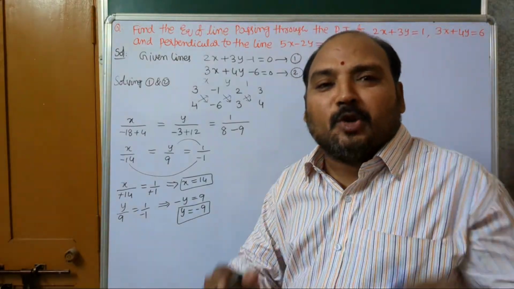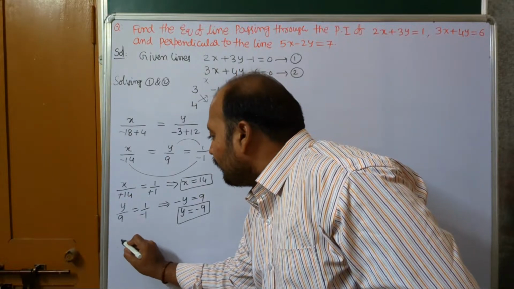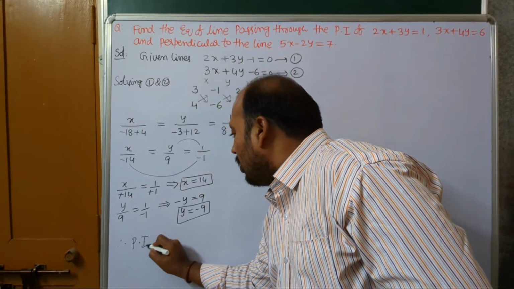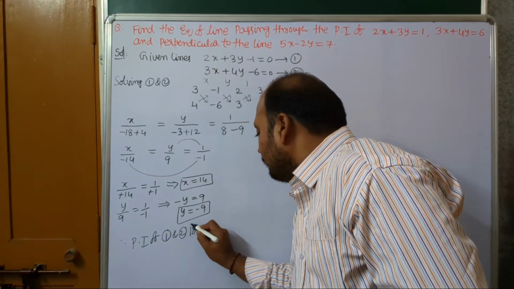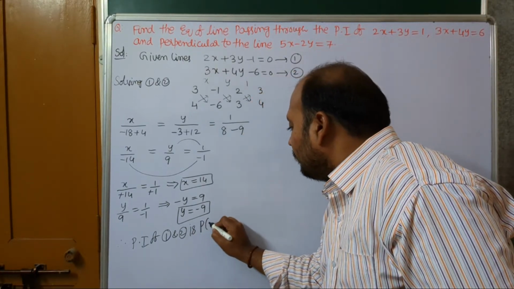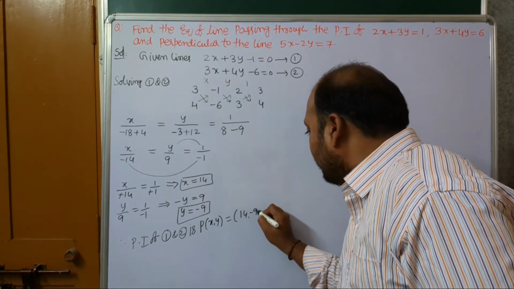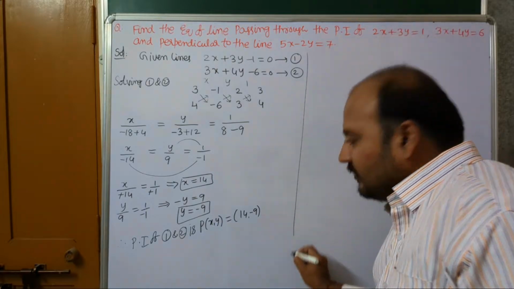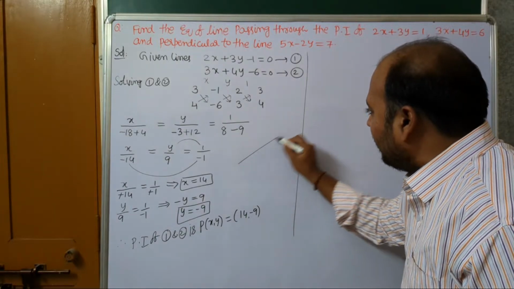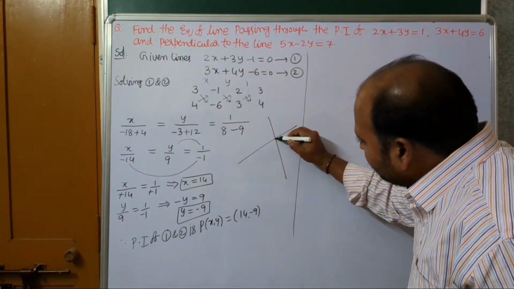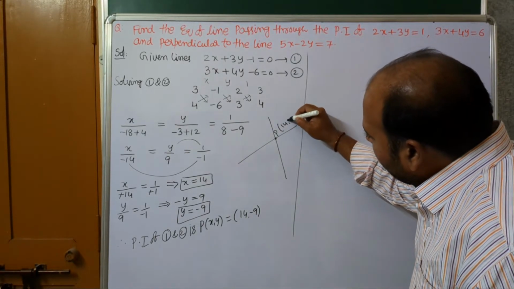After that, whether you continue or not, for finding the point of intersection: therefore, the point of intersection of 1 and 2 is P of x comma y is equal to 14 comma minus 9. Here I am drawing the figure. So this point we got now, 14 comma minus 9.